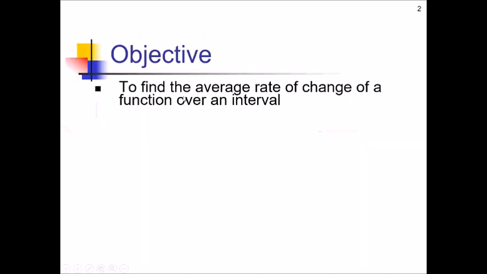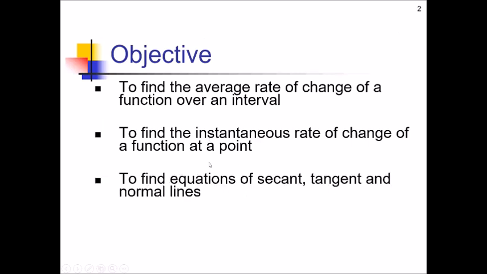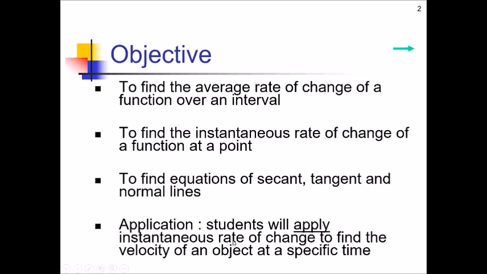In this one, we'll be finding the average rate of change of a function over an interval and the instantaneous rate of change of a function at a specific point. We'll also find equations of secant, tangent, and normal lines, and as a real-life application, we'll use the instantaneous rate of change to find the velocity of an object at a specific time.